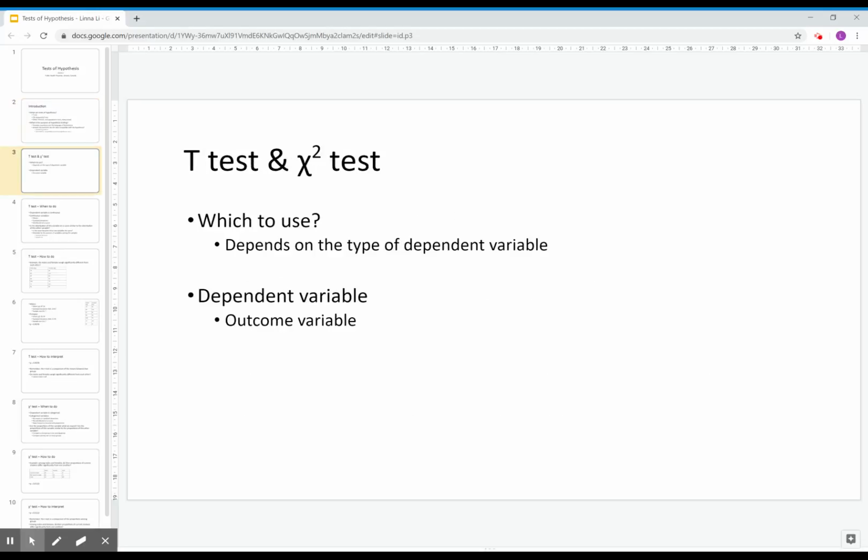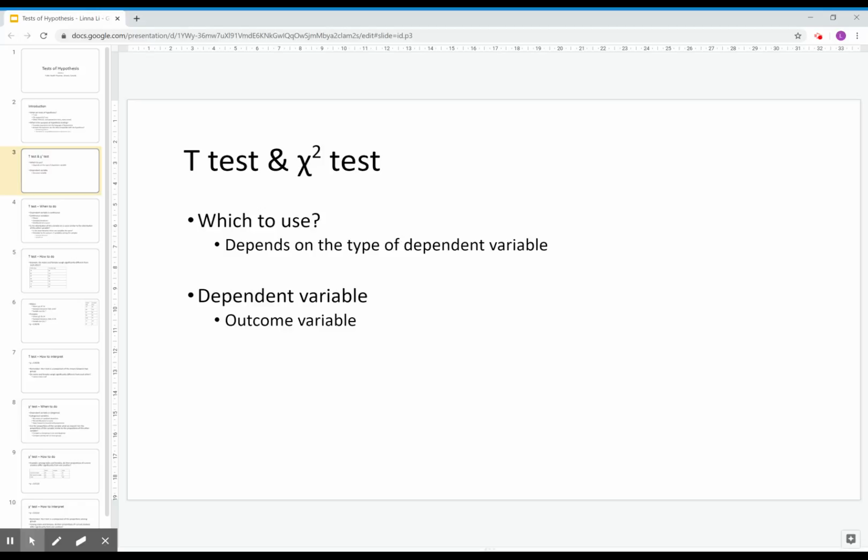In the remainder of the video, I will be focusing on the t-test and chi-squared test. In general, which test you do of these two depends on the type of dependent variable that you have. As a reminder, the dependent variable is the outcome variable, and the independent variable is the input variable.